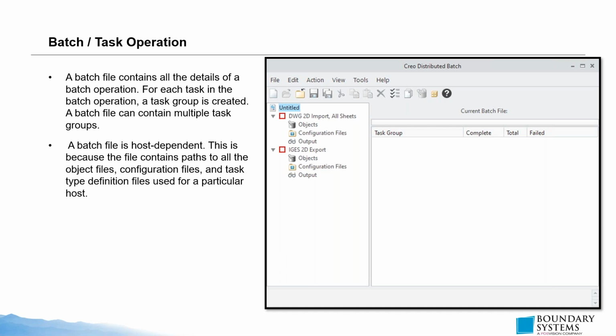But imagine you have to do 300 drawings, or even 50 drawings is a pain. So you can set this up to grab those 50 drawings, import them as DWG files, and then export them as IGES files. Okay. Just by using the Creo Distributed Batch, you can carry on doing important work like designing products and things like that, while all of this is happening in the background.